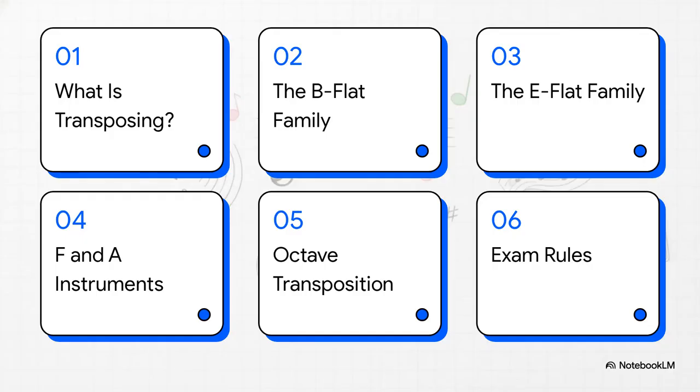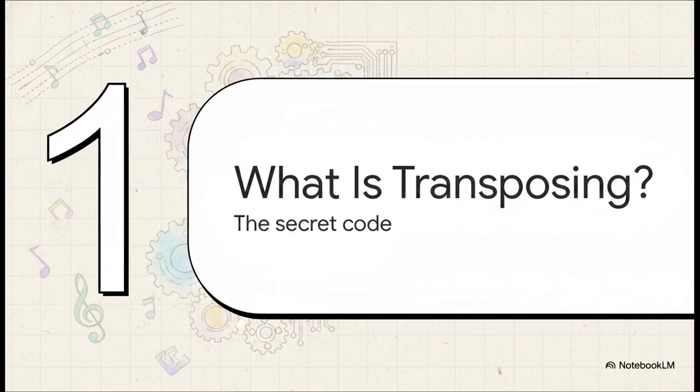To solve that mystery, here's our roadmap for today. First, what is a transposing instrument? Then, we'll hit the B-flat family, the E-flat family, F and A instruments, octave transpositions, and finally, wrap it up with the essential rules you need for your exams. All right, section 1, what is a transposing instrument?